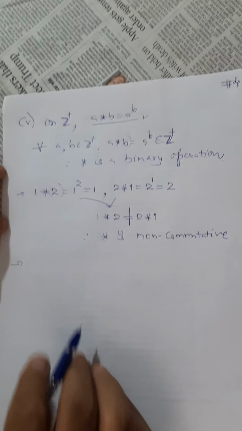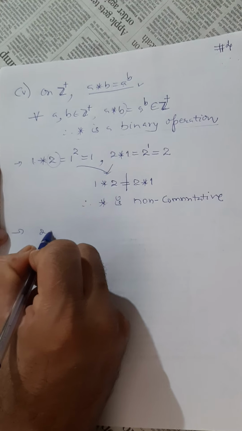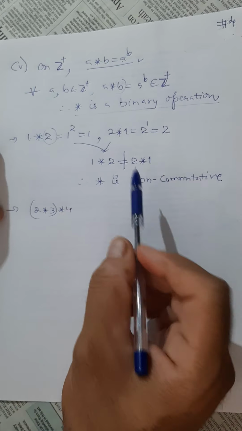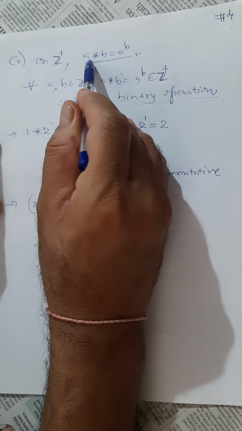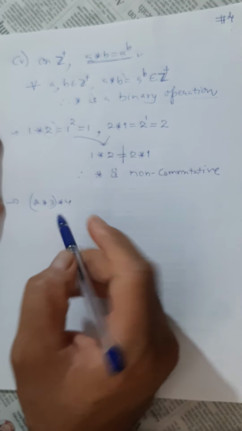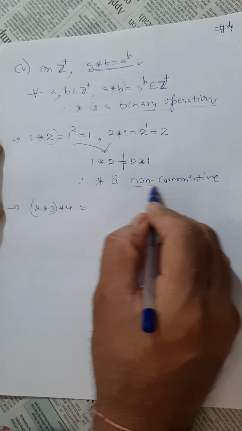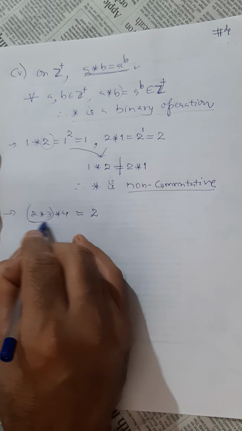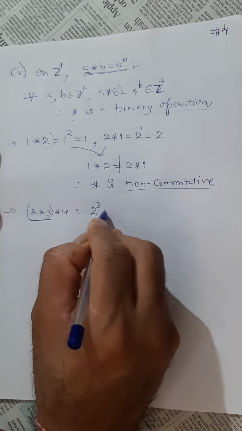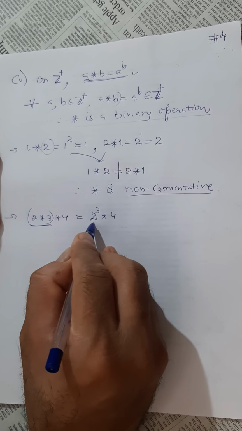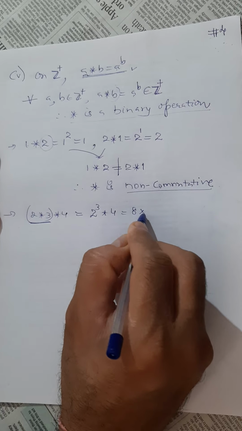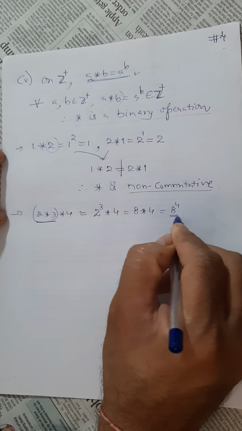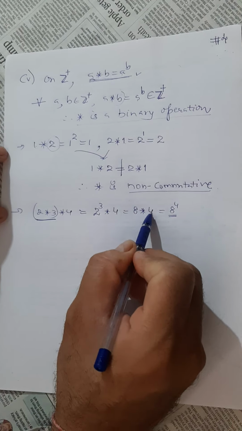Now what about associativity? You find (2 star 3) star 4. You can choose any three numbers. From the definition itself, if it's a type of power function, obviously it has to be non-commutative as well as non-associative. To find this, 2 raised to 3 is 8, so 8 star 4. What is 8 star 4? That is 8 raised to 4, this number raised to this number.